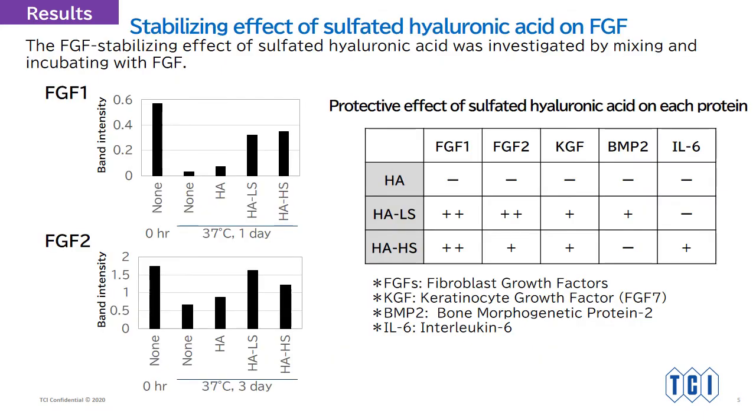In fact, sulfated HA showed a protective effect on the stability of growth factors, such as FGF2, FGF1, KGF, IL-6, and BMP2. Interestingly, this protective effect varied depending on the combination of growth factors and HA with different degrees of sulfation. For instance, HAHS had no protective effect on BMP2, whereas HALS had no protective effect on IL-6.